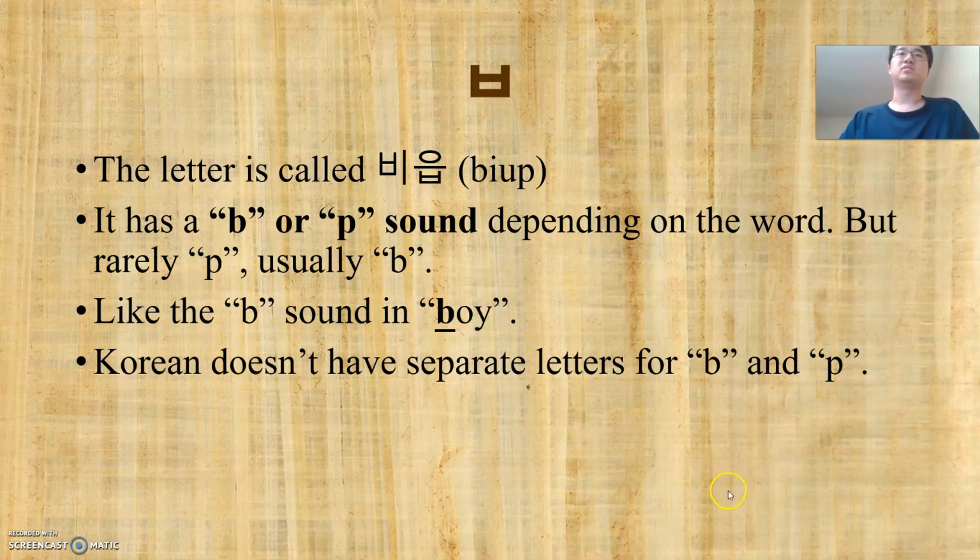So sorry about that. The next letter I'm going to talk about is the piup. This usually has a b or a p sound depending on the word. But luckily for you guys, it rarely has the sound p. It is usually a b sound, like the b sound in boy. But remember, it can have a b or a p sound, and Korean doesn't have separate letters for the sounds b and p. So you just have to figure out when it has a b or a p sound.